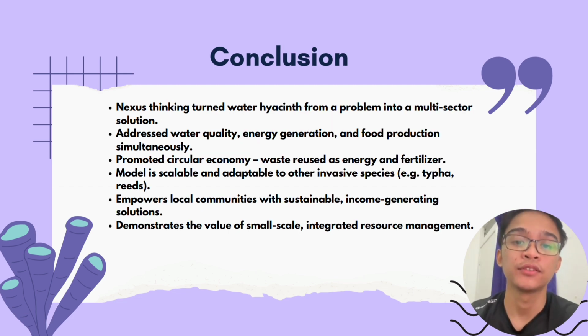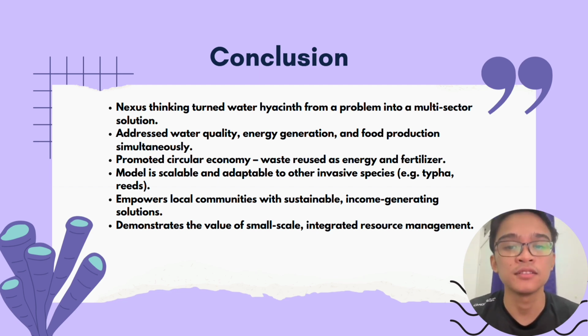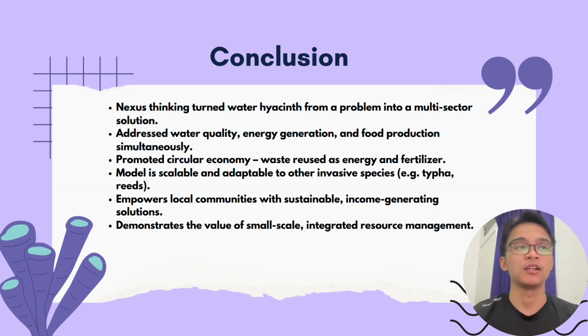So in conclusion, this case shows how we can turn an ecological problem like water hyacinth into a solution across multiple sectors. Through a nexus approach, we improve water quality, generate energy, and enhance food production all at once. By reusing biomass for energy and fertilizer, the system created a circular economy with no waste.